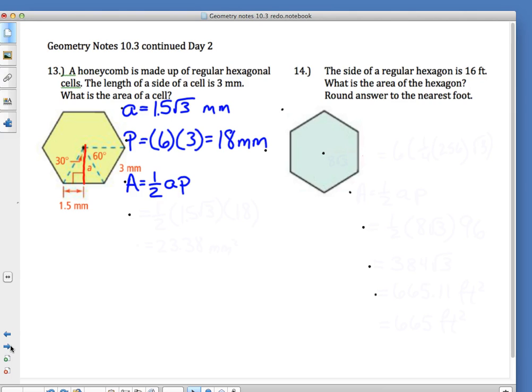On the first one, I just pop in my values. Pop in my calculator. I'm done, 23.38. Okay, once I know stuff, it's all calculator function.